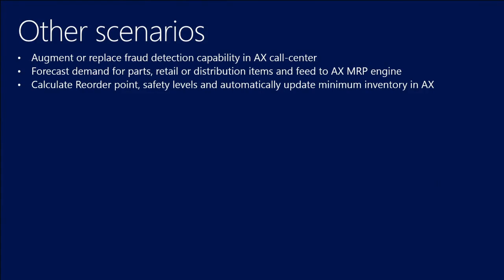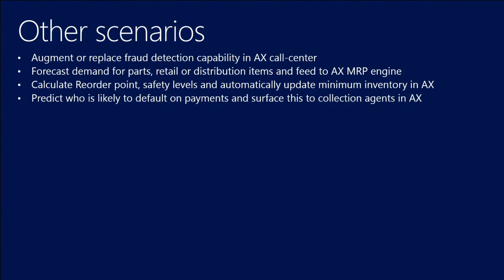Calculate reorder point. Today in AX, there's no way to calculate. As far as I know, you have to tell what your minimum quantity is, right? So why can't we calculate that based on the stock movements? Why can't we calculate safety levels and update the minimum inventory, depending on your scenario? Why work with a static minimum inventory when the reality is that things change all the time?